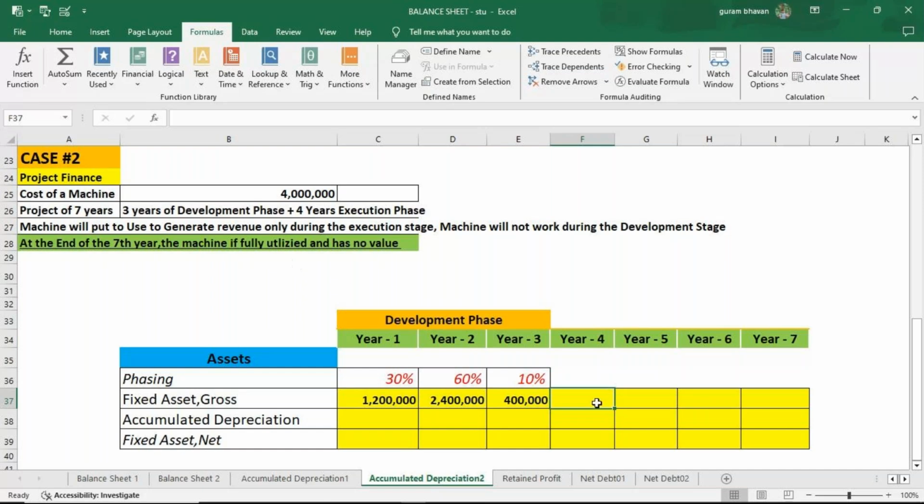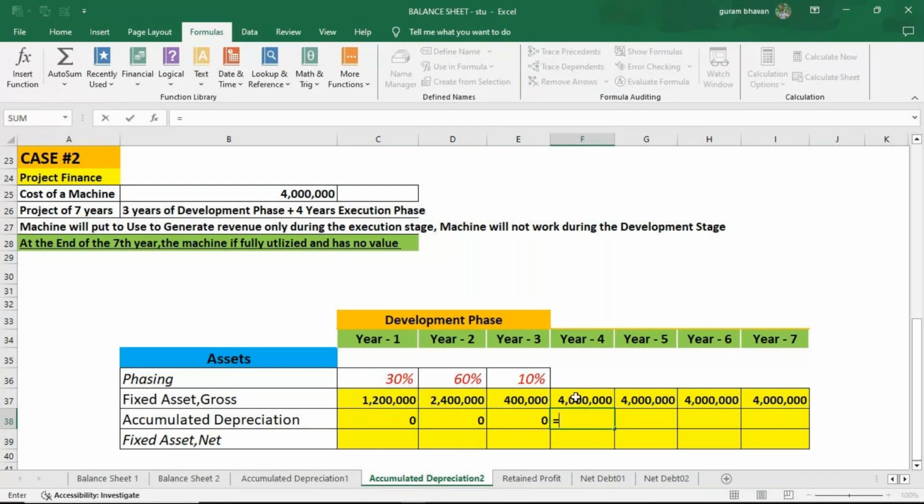So at the beginning of the 4th year, I need to get this 40 lakh rupees. So equals 12 lakh plus 2,40,000 plus 4 lakh. I got this value. So the cost of the machinery is going to remain the same till the last. So accumulated depreciation in the beginning 3 years, no depreciation as I am not at all using the machinery.